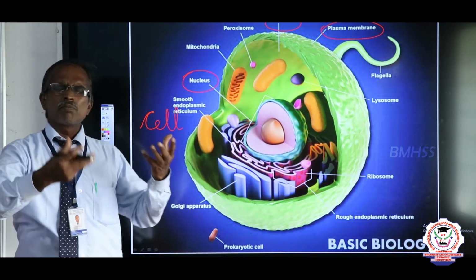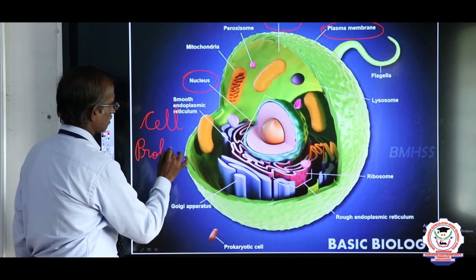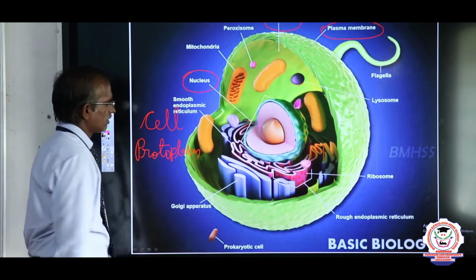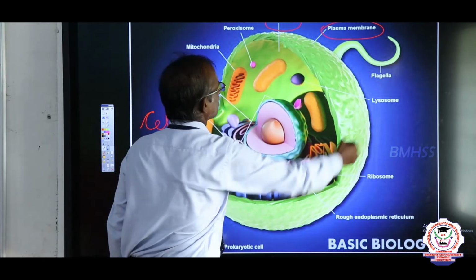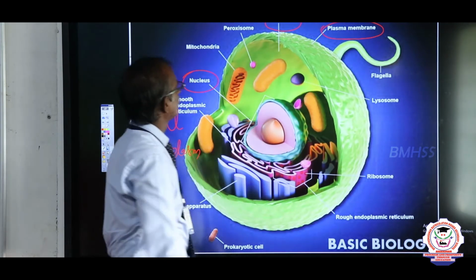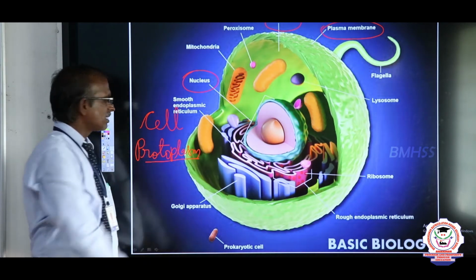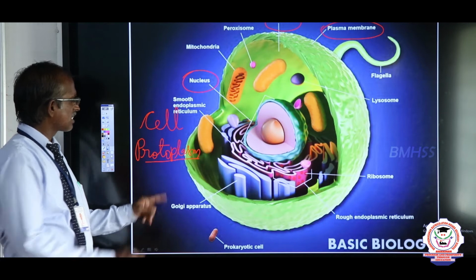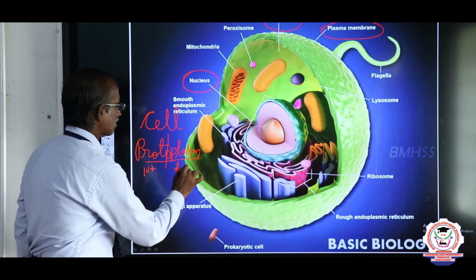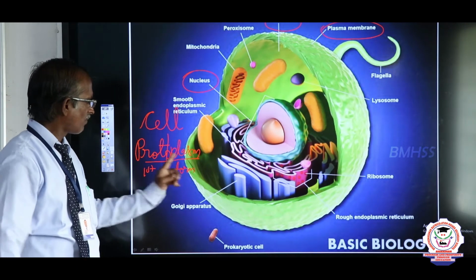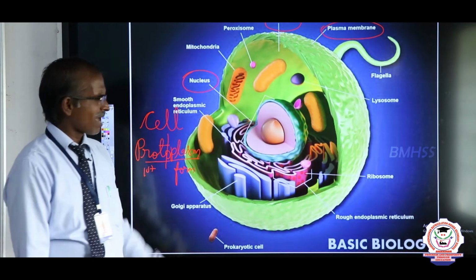The cell entirely consists of living matter. That living matter is called protoplasm. The outer covering is called the cell membrane. Within it, the cytoplasm and nucleus collectively form the living material known as protoplasm. Proto means first and plasm means form. Every cell consists of protoplasm.